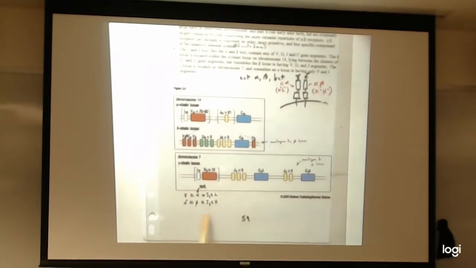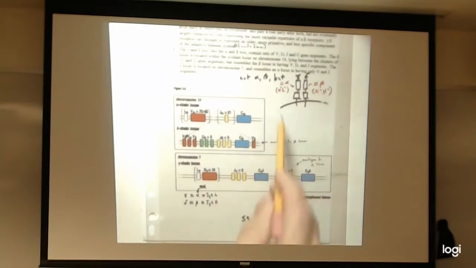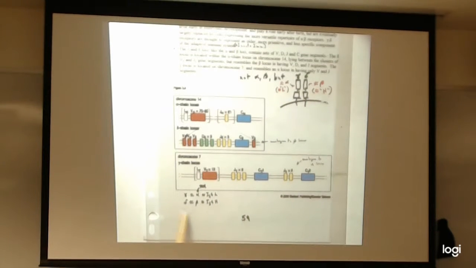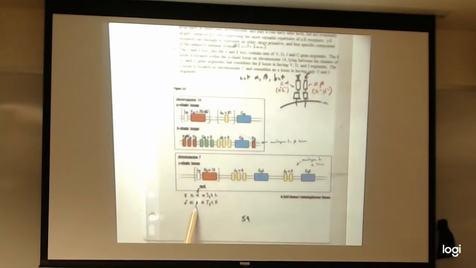I have somewhere here. The gamma corresponds to alpha in alpha beta TCR, which corresponds to the immunoglobulin light chain. And the delta chain corresponds to the beta chain of an alpha beta T cell receptor, which corresponds to the immunoglobulin heavy chain.